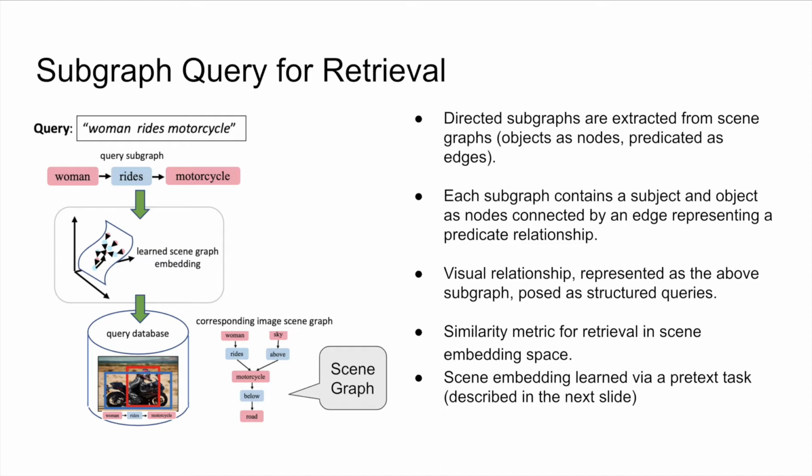An example of our image retrieval process can be seen on the left. A query, such as woman rides motorcycle, is converted into a query subgraph. That query subgraph is projected into a learned scene graph embedding space. We then query against a database using nearest neighbor search, where each image in the database has a corresponding subgraph which has also been projected into the scene graph embedding space. On the right, you can also see a corresponding image scene graph that corresponds to the image in the query database.